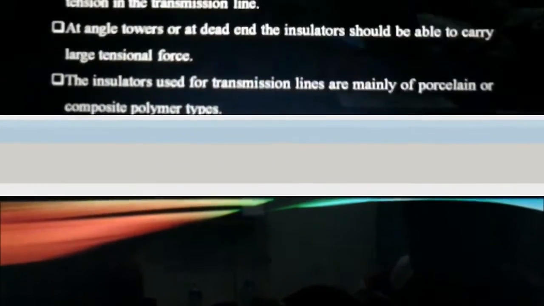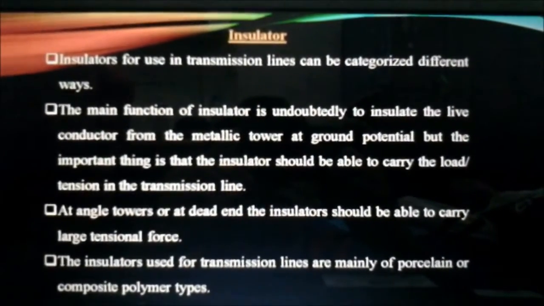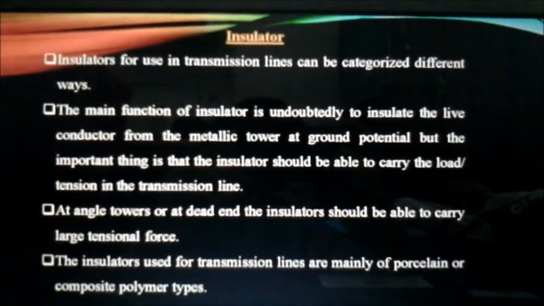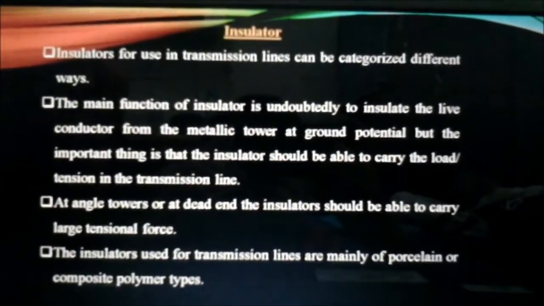Today, I will share the function of transmission line. Our first topic today is to identify the function of insulator in transmission line. For our first main point, insulators in transmission line can be categorized in different ways.